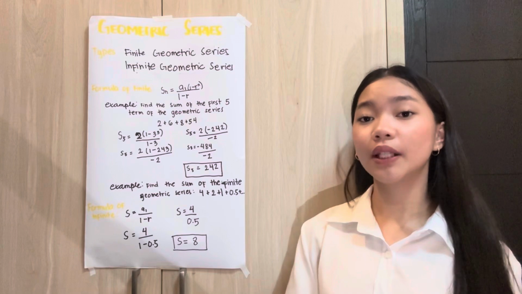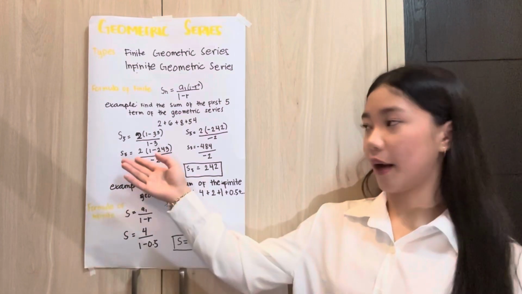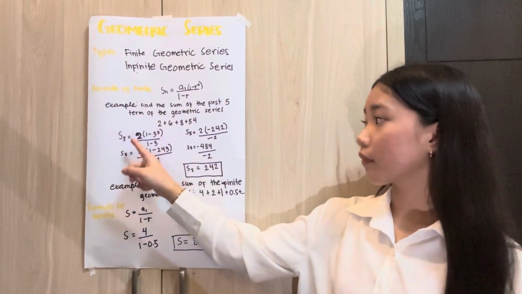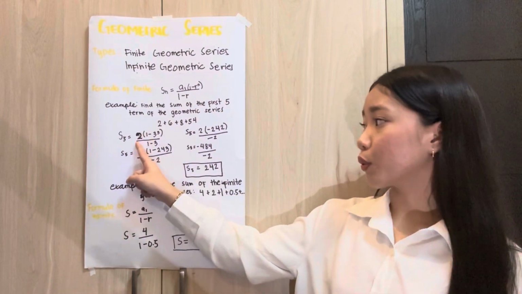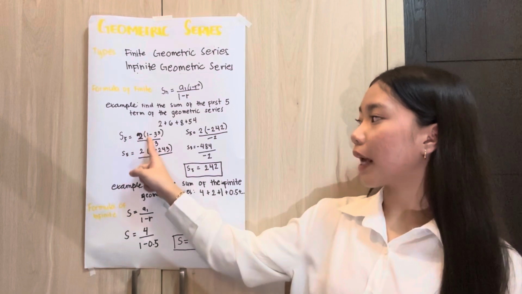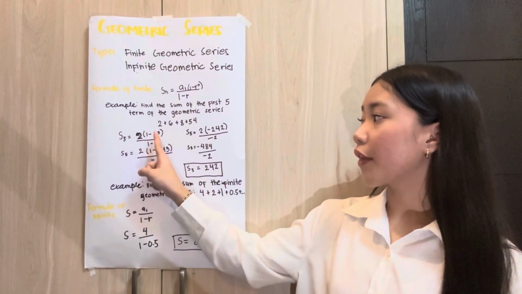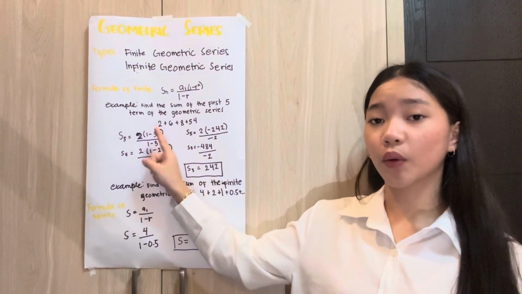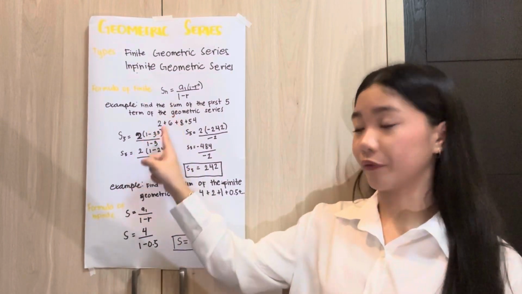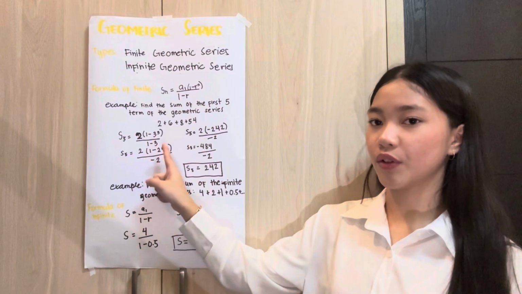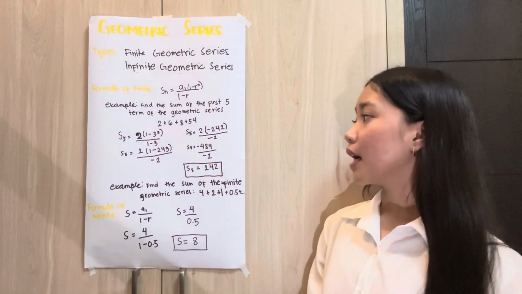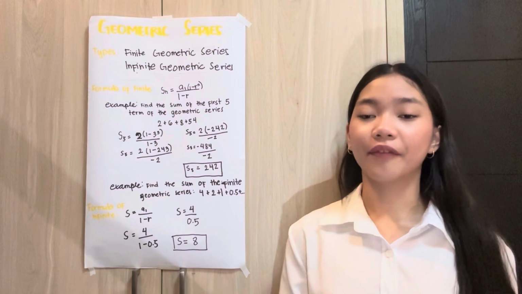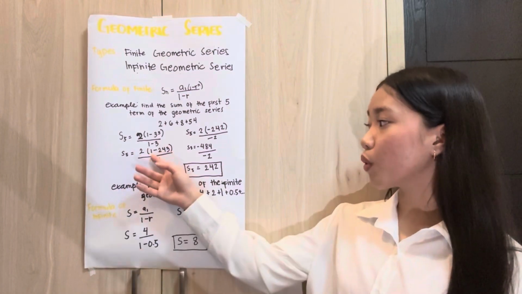Let's now substitute all the values in the formula. S sub 5, because that's the 5th term, equals 2, the first term, multiplied by 1 minus 3, our common ratio, because 6 divided by 2 is equal to 3, to the power of 5 over 1 minus 3. The first step is we're going to multiply 3 to itself 5 times. So the answer will be 243.